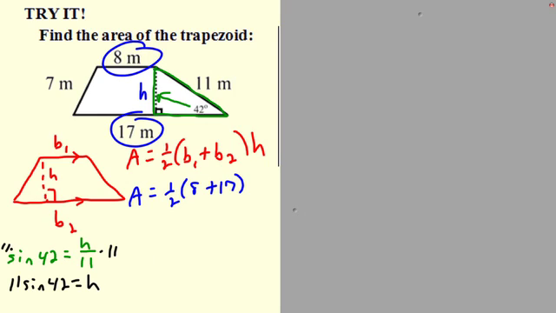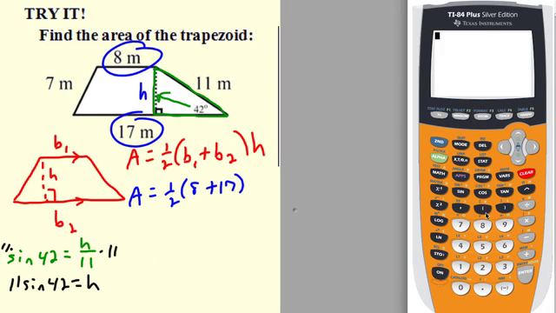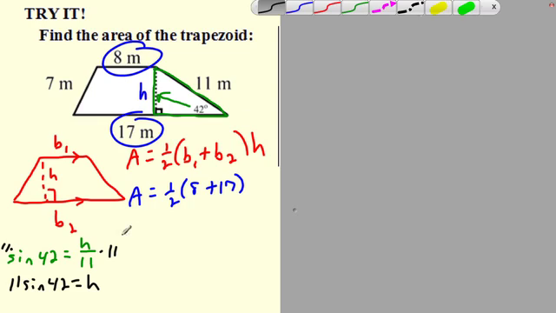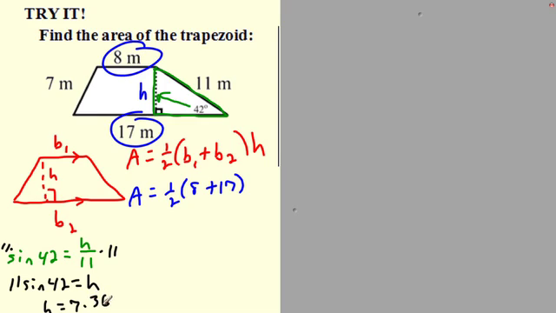And I'm going to need a little help from the calculator. What is the 11 sine of 42? Again, make sure you're in degrees. You'll get a weird answer if you're in radians. Double check your mode. I get 7.36, so we'll round to 2 decimals. The height is 7.36. So all that work was just to find the height. Now I can go back up here and say, oh yeah, the height is 7.36, and I'm good to go.